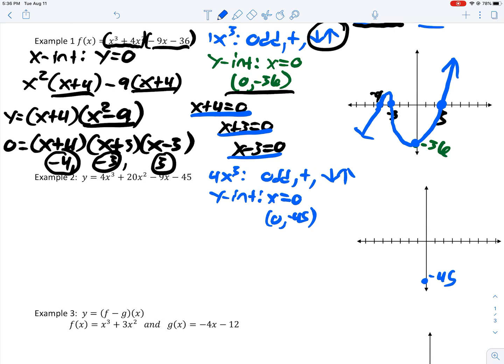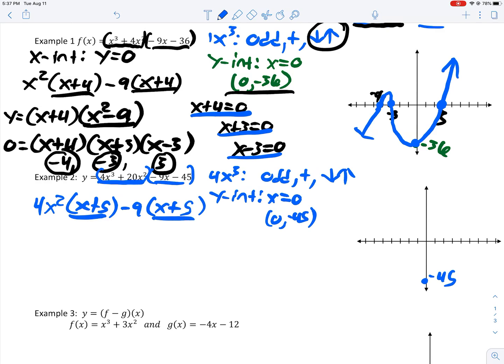So now the last thing I need are my x-intercepts. So I'm going to factor it by grouping, set it equal to 0 to help me figure that out. So group the first two. Group the second two. GCF of 4x squared from the first two gives me an x plus 5. Minus 9 can be factored out, so you get x plus 5 from the second two terms. Notice x plus 5 is a common factor. So then you have 4x squared minus 9.